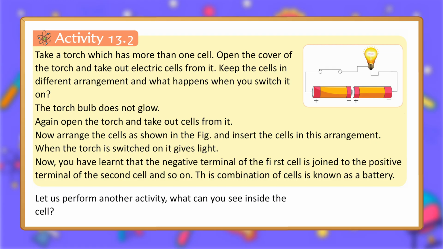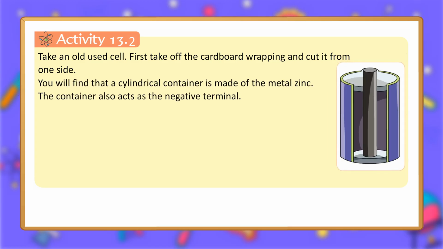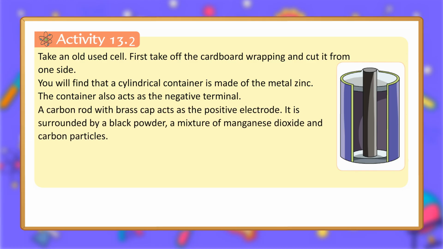Let us perform another activity. What can you see inside the cell? Activity 13.2. Take an old used cell. First take off the cardboard wrapping and cut it from one side. You will find that a cylindrical container is made of the metal zinc. The container also acts as the negative terminal. A carbon rod with brass cap acts as the positive electrode.